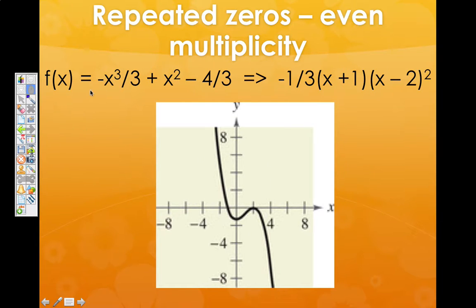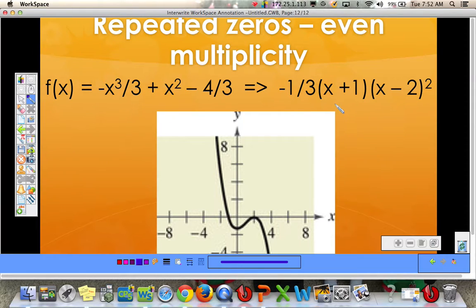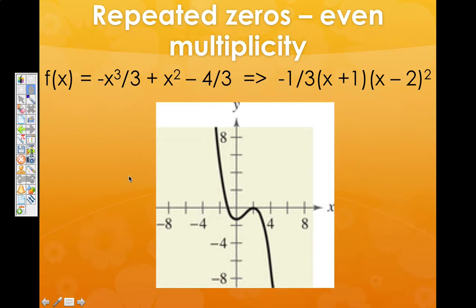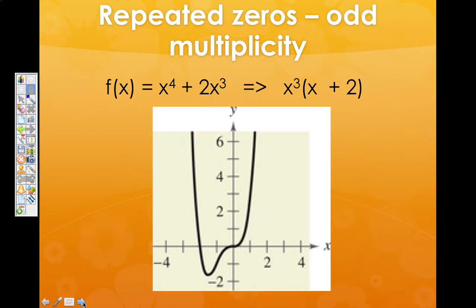Here's another example. So they took this function, they factored it, and here are the zeros. X would be negative 1 as a 0, and you can see that right here. But there's a double zero, a double root at x minus 2, in other words, a 0 of 2, and here's that 0, and since it's a squared 0, even multiplicity, it bounces off that 0. Okay, so it bounces off the even zeros, repeated multiplicity with even.